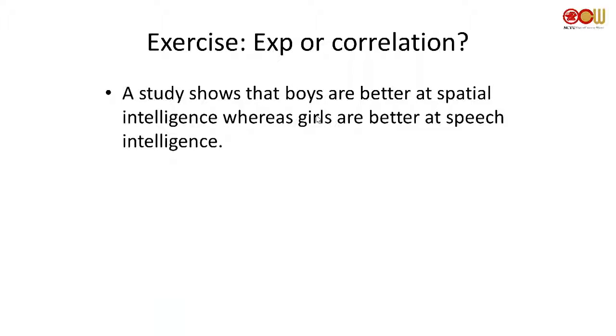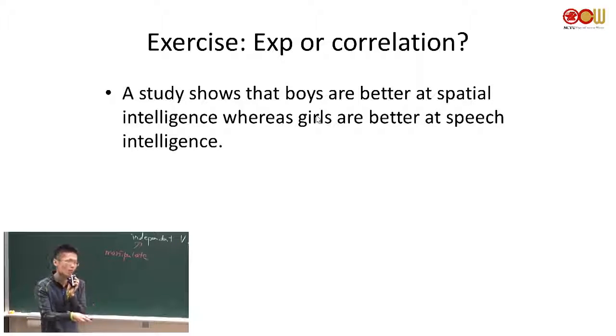Okay. The next one. A study shows that boys are better at spatial intelligence whereas girls are better at speech intelligence. Do you think it's an experiment or a correlational method? Yes, it is a correlational method. So this is something you have to be cautious about. Whenever you come across this kind of finding, like gender, race, cultural background, it can't be an experiment, it has to be a correlation. And when it is a correlational method, you have to be cautious about the conclusion, because it doesn't guarantee any causal relationship.